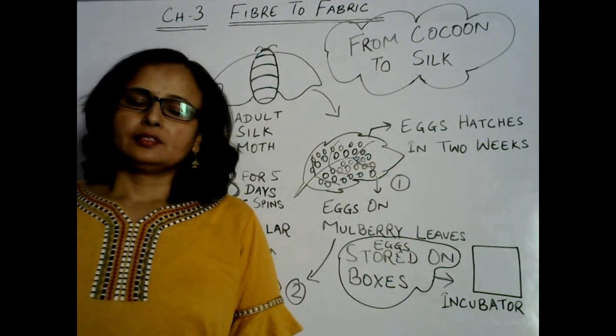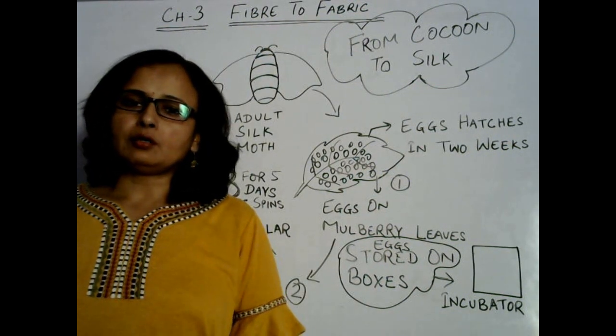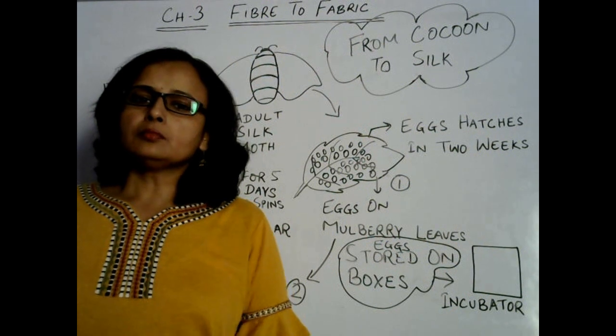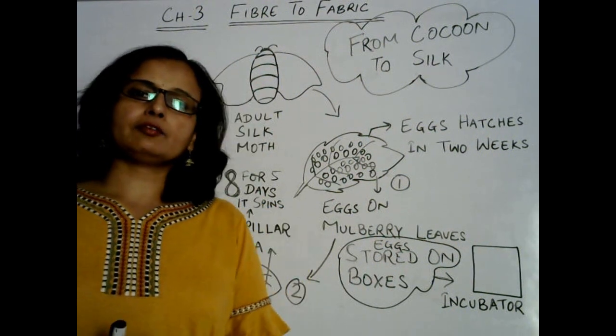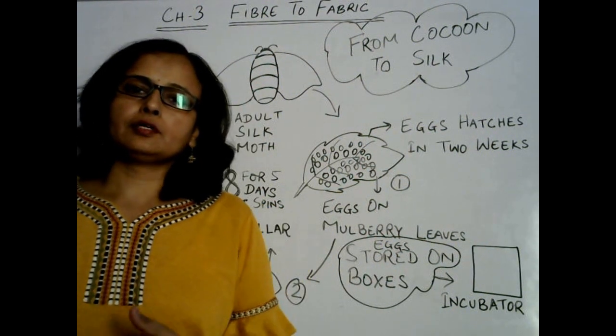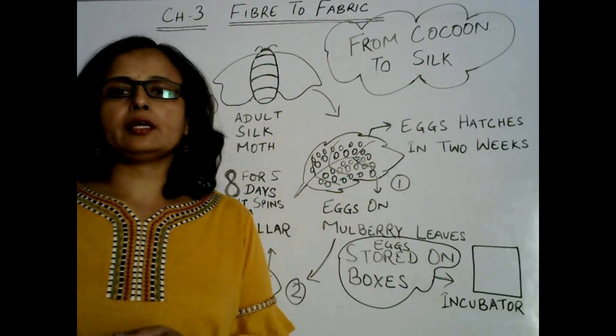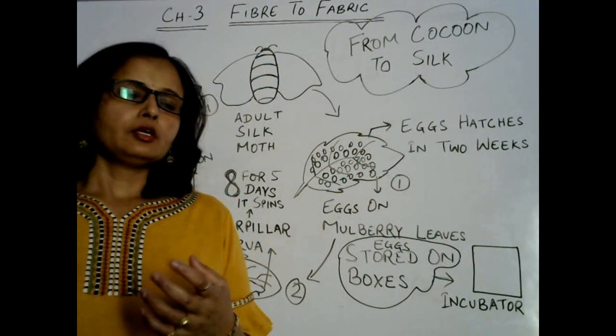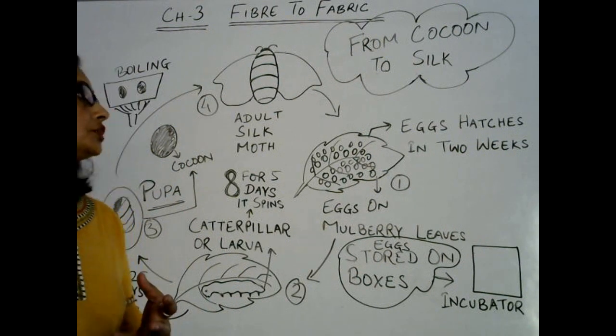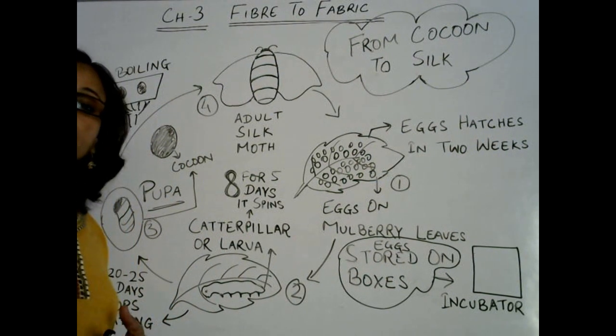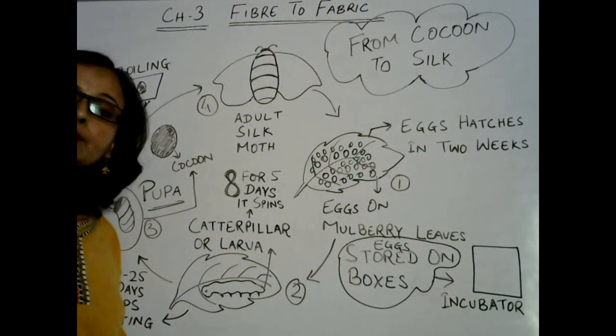Welcome back everyone. Now we are going to learn about getting silk from cocoon. How we can get silk from cocoon. For that we have to repeat again the life cycle of silkworm. We know that adult silk moth lays hundreds of eggs on mulberry leaves.